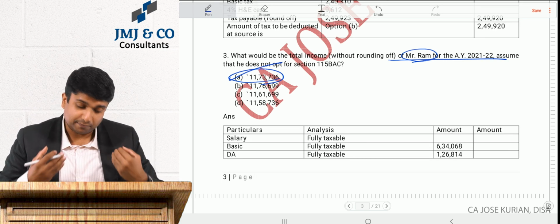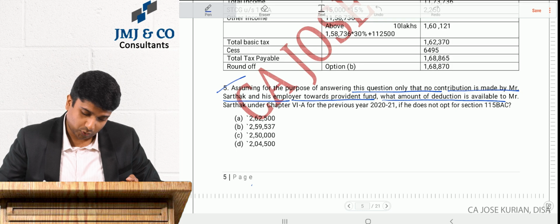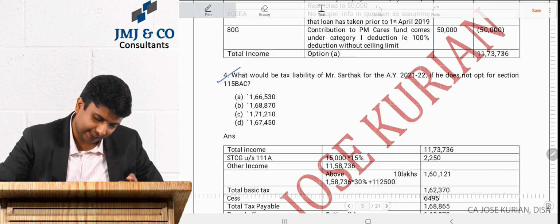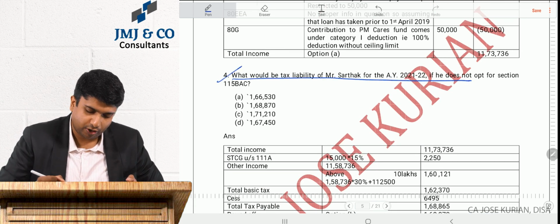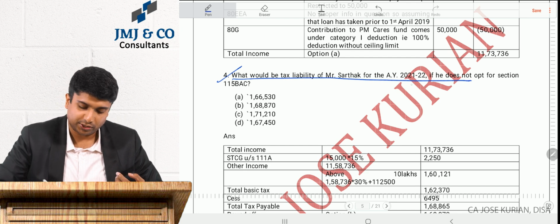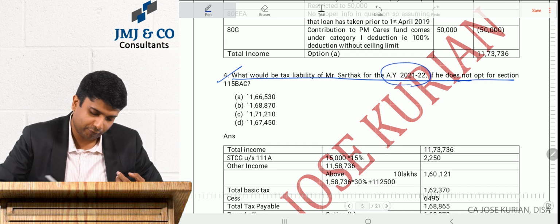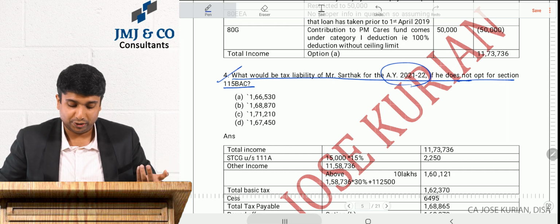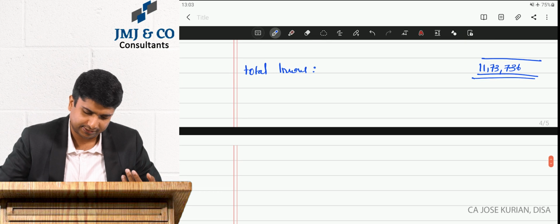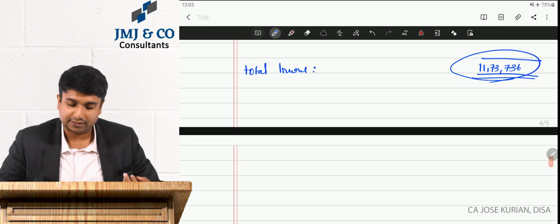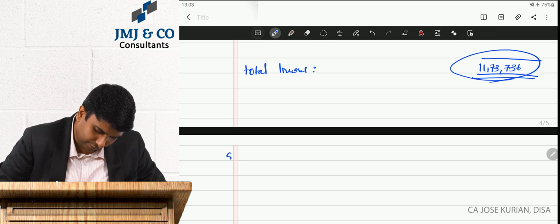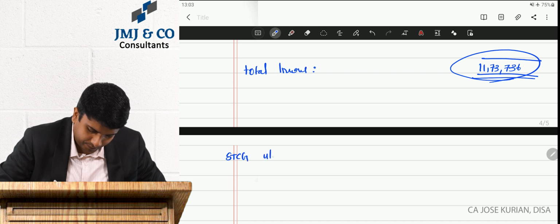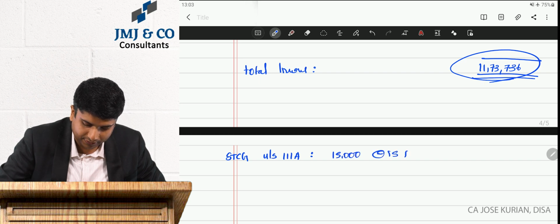So friends, the next question is question number 4. What it says: what would be the tax liability of Mr. Sarthak for assessment year 21-22 if he does not opt for section 115BAC? So in the previous question, we know the total income. Now we need to compute the tax liability. Easy task, right? So the total income is 11,73,736, and it consists of short-term capital gain under section 111A, that is 15,000, which is taxable at 15%.